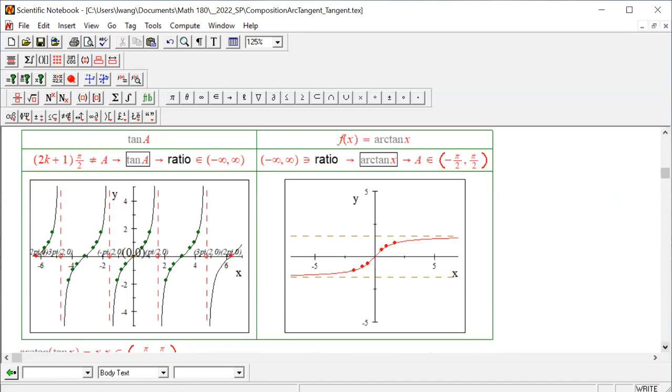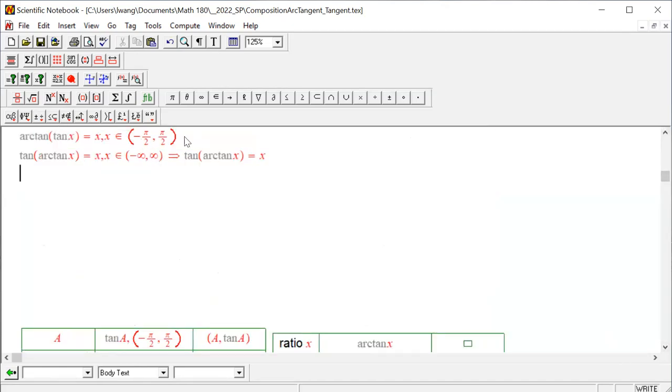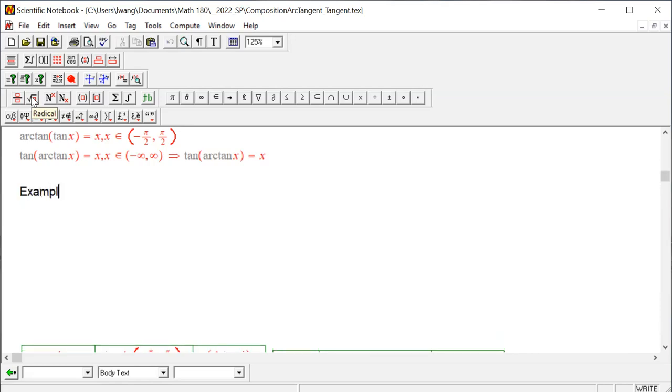So for the first one, when we need to use this property, we have to make sure this condition is satisfied. And for the other property, it can be any real number. Let's look at some examples. The first one, I'm going to type the first example.